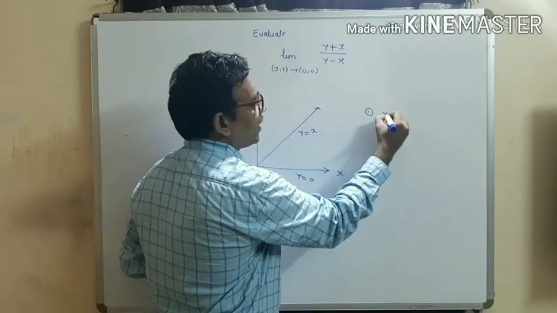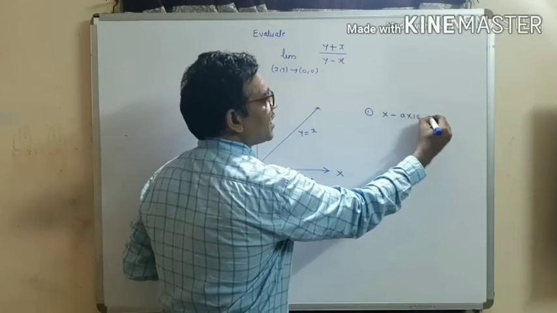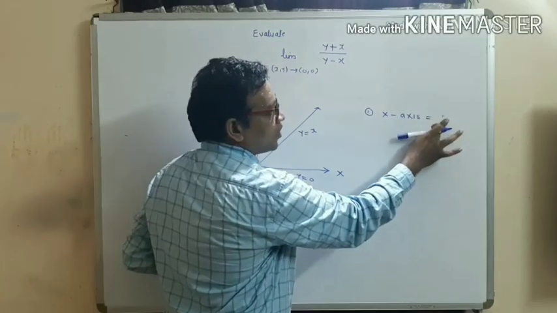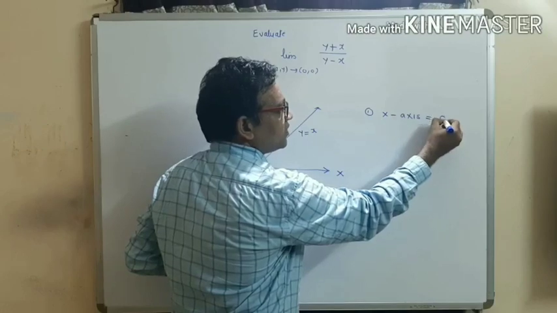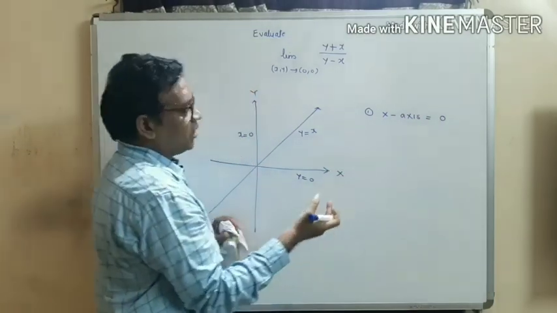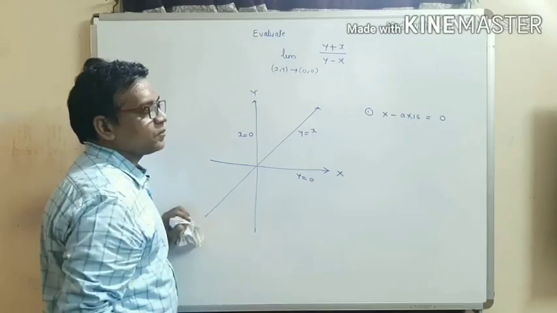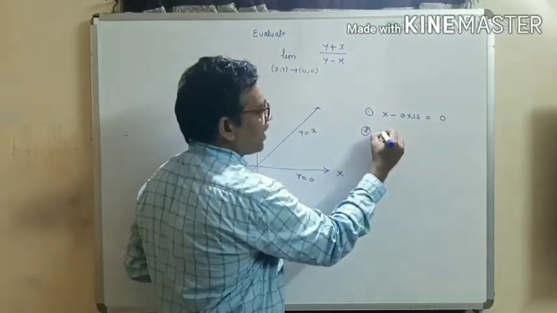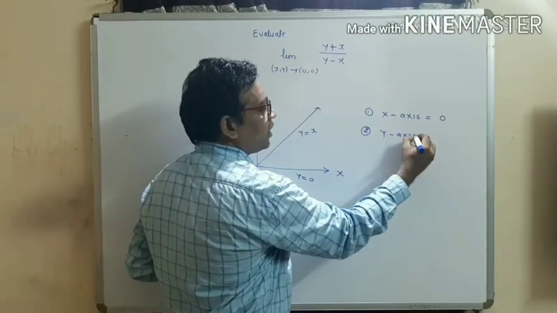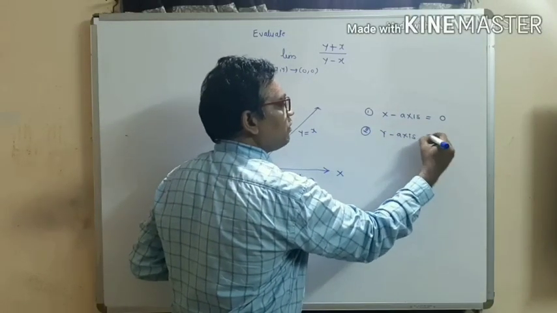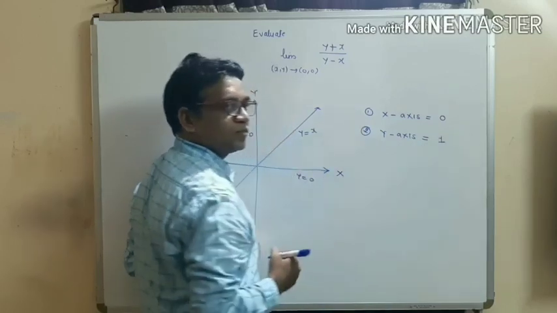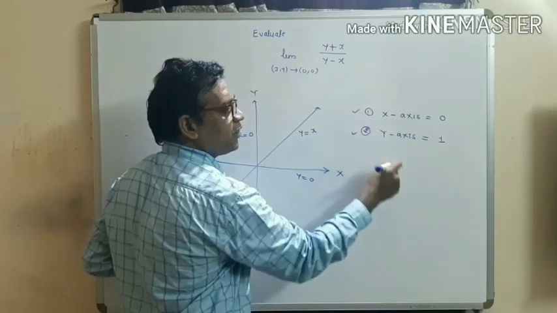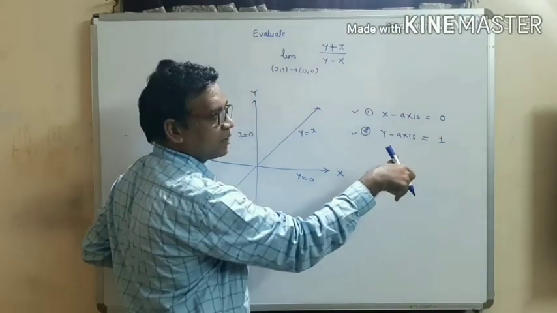First of all, find out the limit along the x-axis. Suppose 0 is the limit of the given function along the x-axis. Now consider the second line, which is the y-axis. Find out the limit along the y-axis. Suppose we found this as 1. So we can say that the limits along two different paths are different.